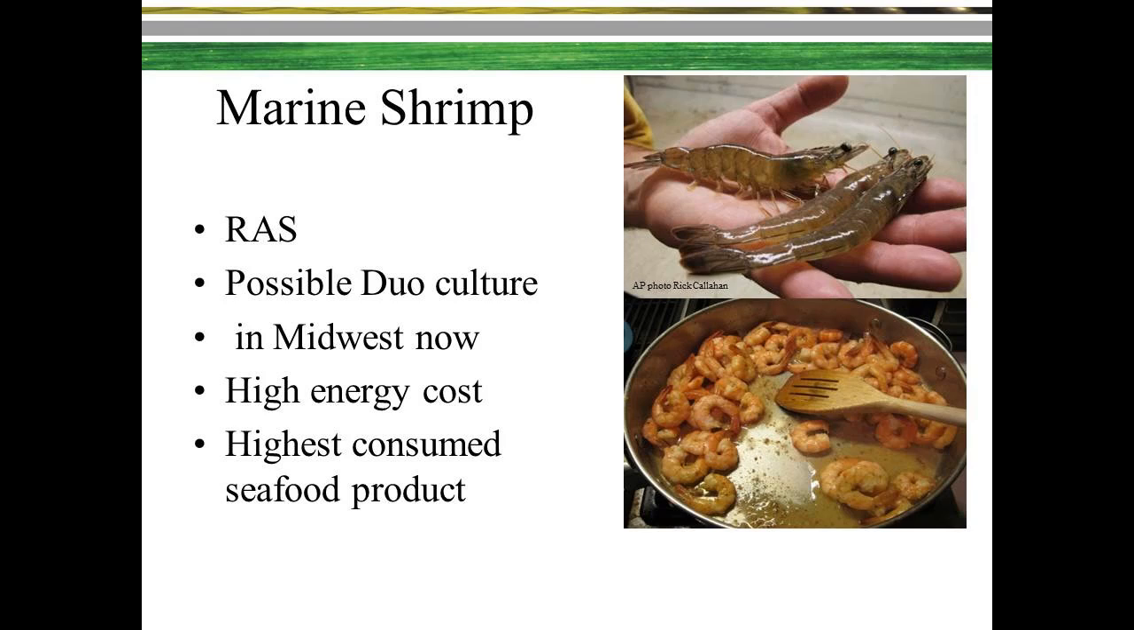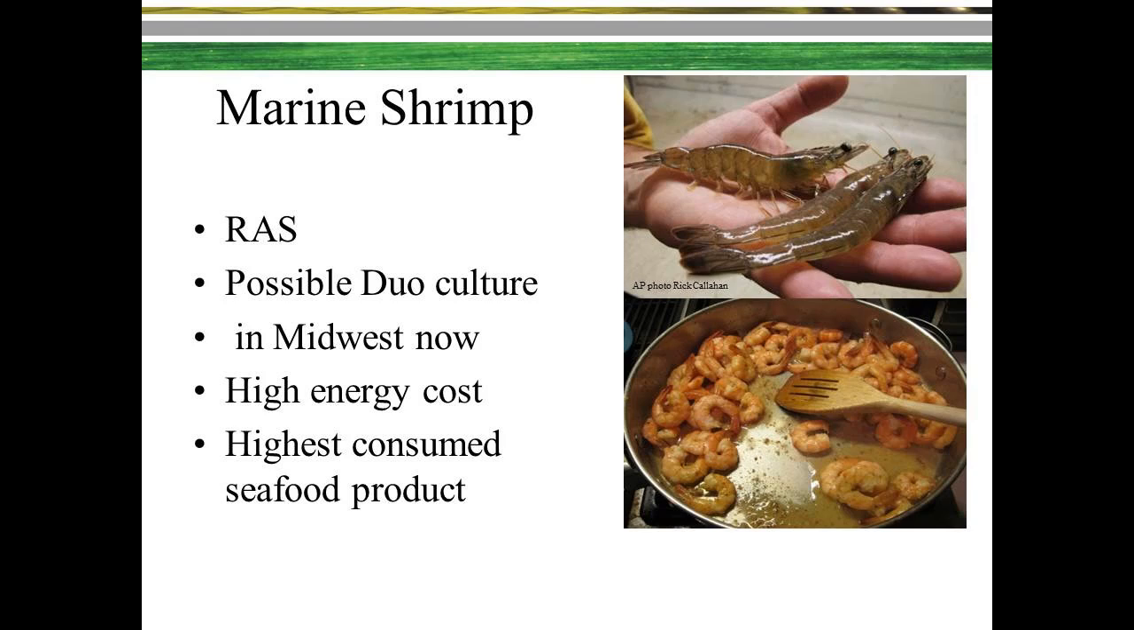Just the marine shrimp. It's an RAS, a recirculating aquaculture system. It's in the Midwest now. We actually have a few growers in the state doing it. Very high energy cost, but it is one of the highest consumed seafood products. So is that a way that you can market locally grown marine shrimp? That's the one thing, again, just keep stressing that marketing. You can grow anything, but you have to be able to sell it.